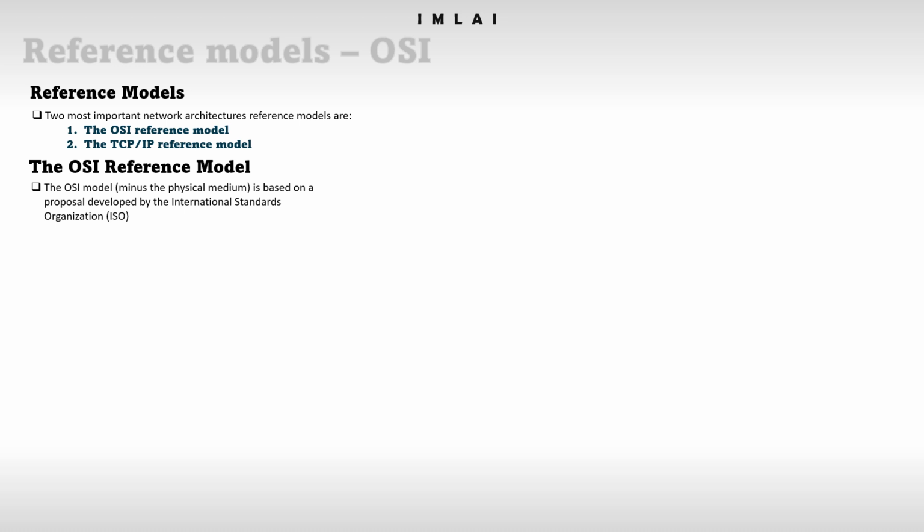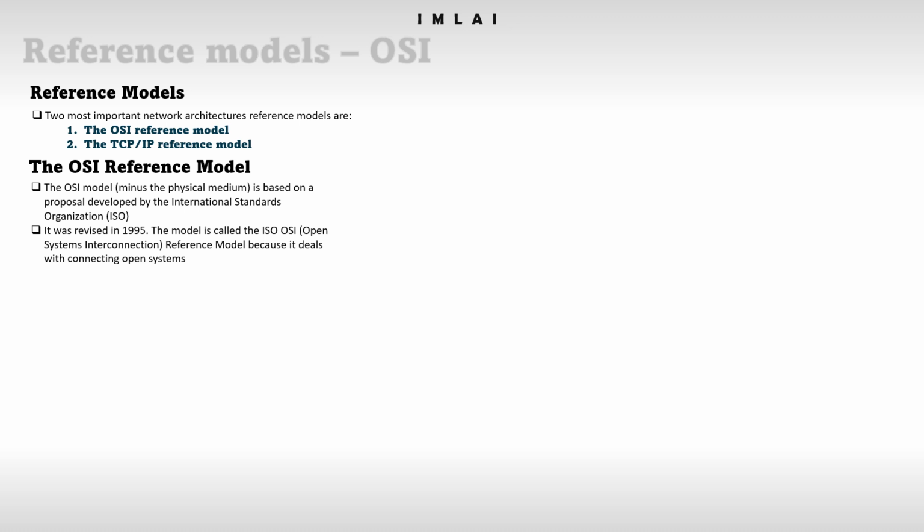Of course, there are plenty of other network models also, but we are going to discuss these. The OSI reference model is the standard one, which started first, and after that a lot of models were built. Now let's begin with the OSI reference model. The OSI model, minus the physical medium, is based on a proposal developed by the International Standards Organization (ISO) as a first step toward international standardization of the protocols used in the various layers. It was revised in 1995. So the model is called ISO OSI.